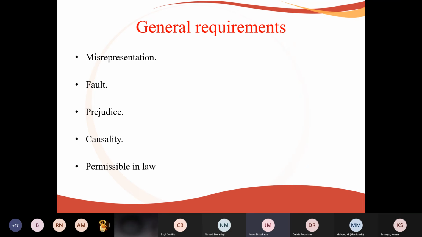Thank you, Advocate. And apologies for not raising my hand. My handset doesn't show clearly where I must do the raising of a hand. Thank you, sir. Okay, thank you so much, Mr. Makakaba.